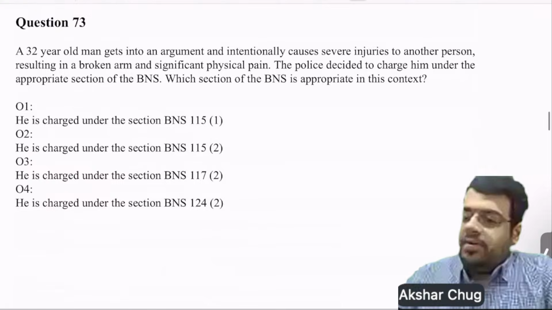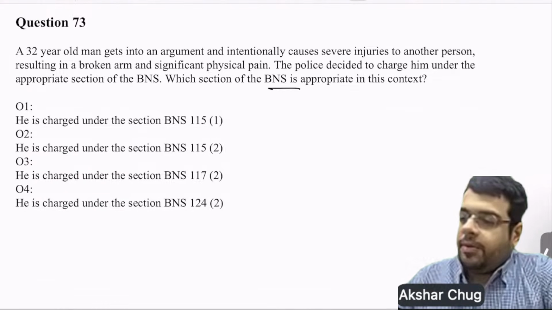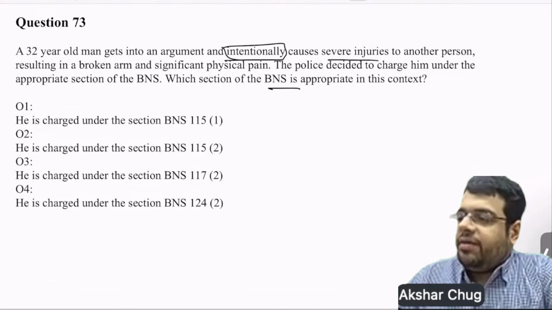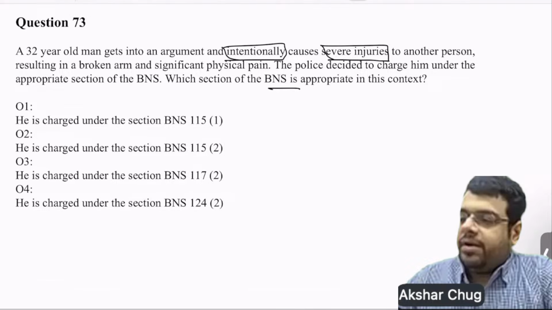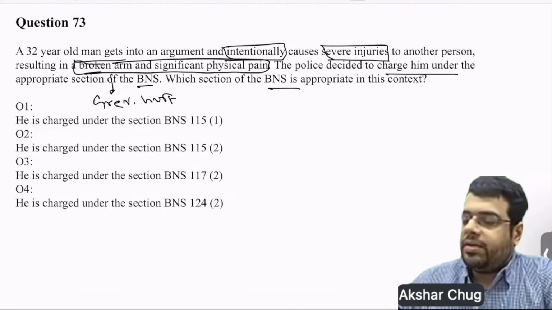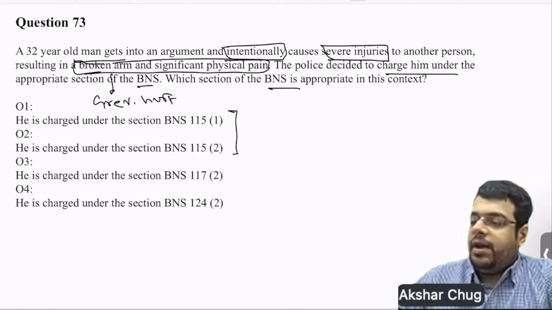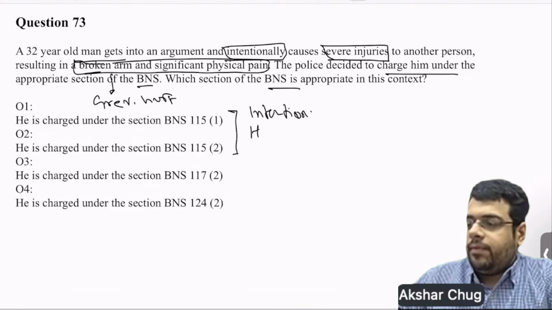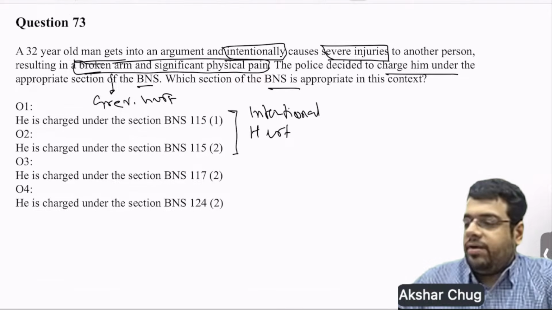Question 73. We are asked about the appropriate BNS section. A 32-year-old man gets into an argument and intentionally causes severe injuries to another person, resulting in a broken arm and severe physical pain. So this qualifies to be grievous hurt. The police decided to charge him under the appropriate section of BNS. Basically, Section 115 is used for intentional simple hurt, whereas 117 is used for intentional grievous hurt.